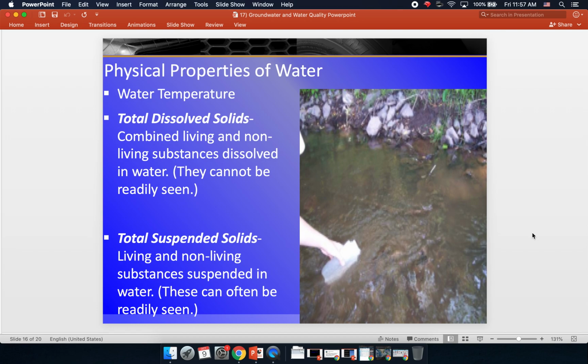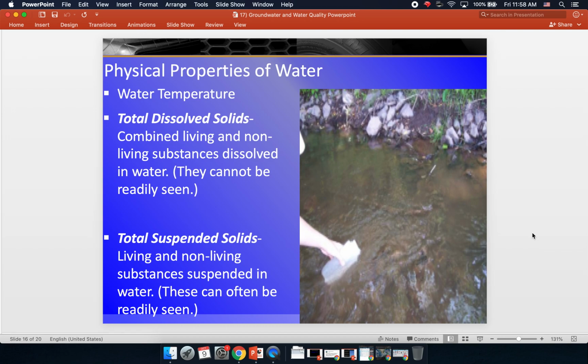Other physical properties of water are total dissolved solids and total suspended solids. Total dissolved solids are the combined living and non-living substances that are dissolved in water, meaning that you cannot readily see them. This water may seem absolutely clear to you, but it has living and non-living substances dissolved in it. And then we have total suspended solids. This is living and non-living substances suspended in the water that you can readily see.